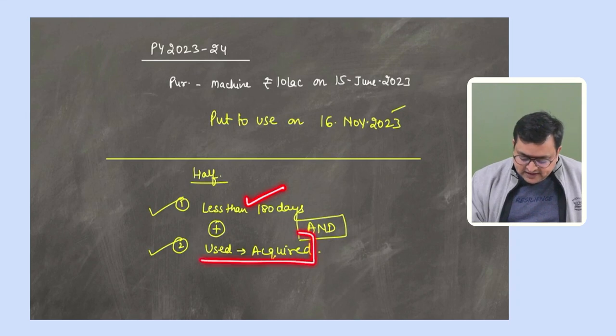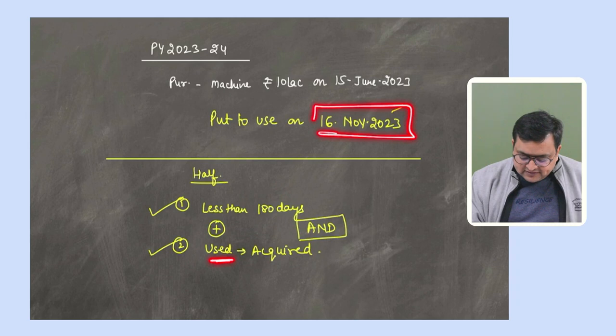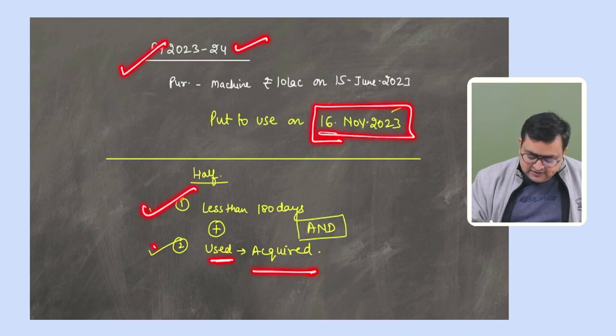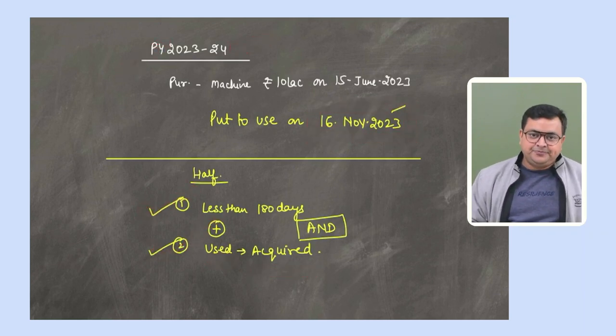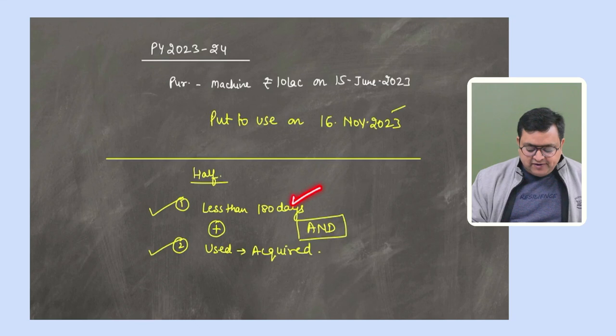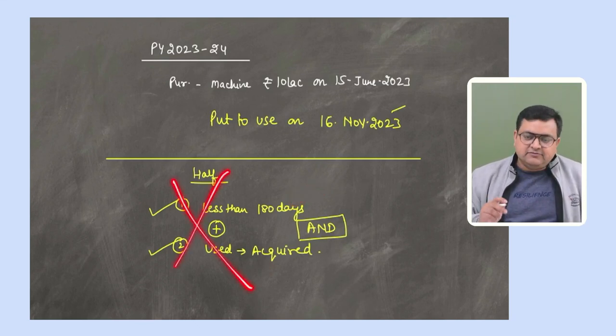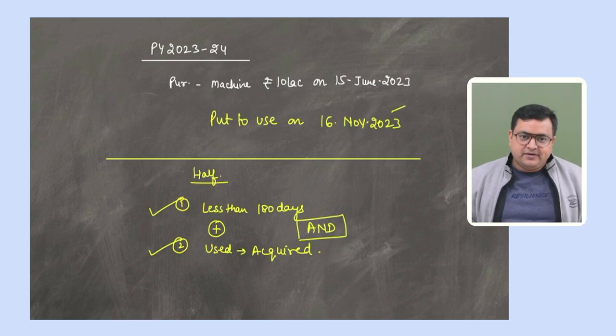Then please look at the second condition also. Is it used in the same year? Yes, sir, it is used on 16 November 2023 this year. Is it acquired also in this year? The answer is yes, sir, it is also acquired in this year. Then both the conditions are satisfied. Let's say if it is used for less than 180 days, but it is acquired in some other year, then half depreciation will not apply in that case, right?